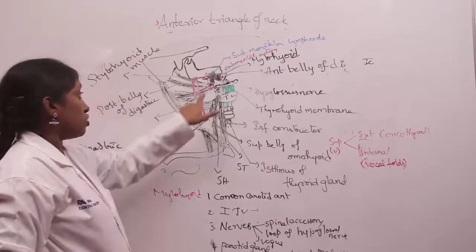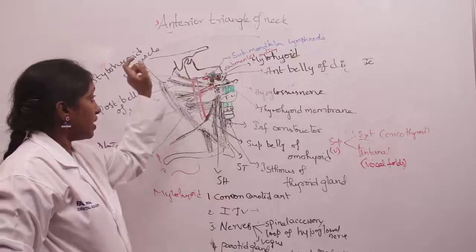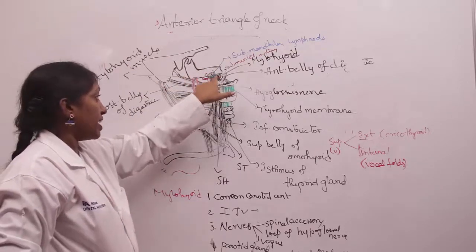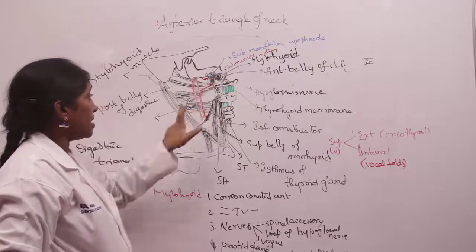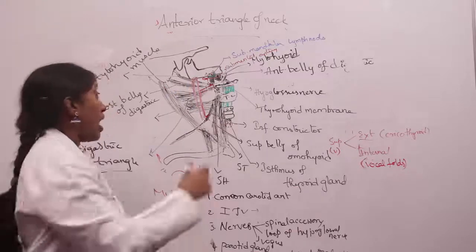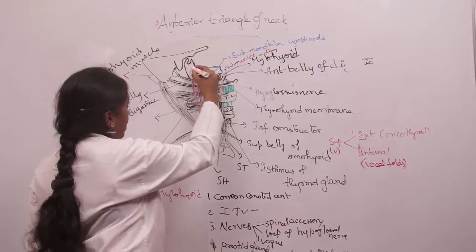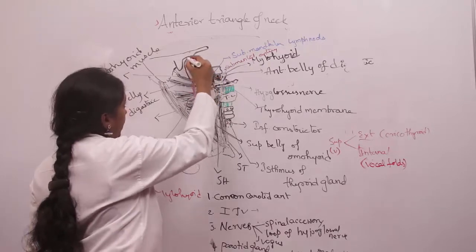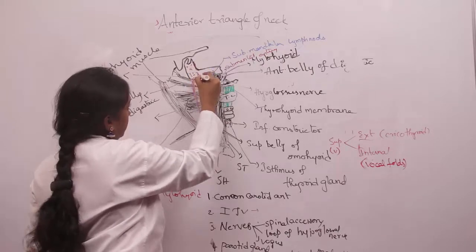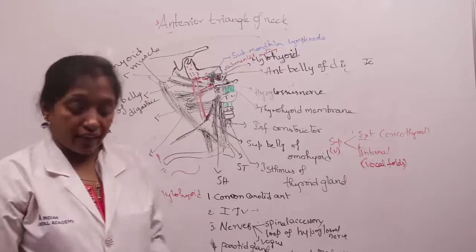So the digastric triangle consists of the superficial part of the submandibular gland, facial vein and submandibular lymph nodes, the facial artery, and the mylohyoid nerves and vessels which supply the anterior belly of digastric and the mylohyoid muscle. The external carotid artery is seen in the posterior part of the digastric triangle, and some part of the parotid gland is also seen here. These are the contents of the digastric triangle.